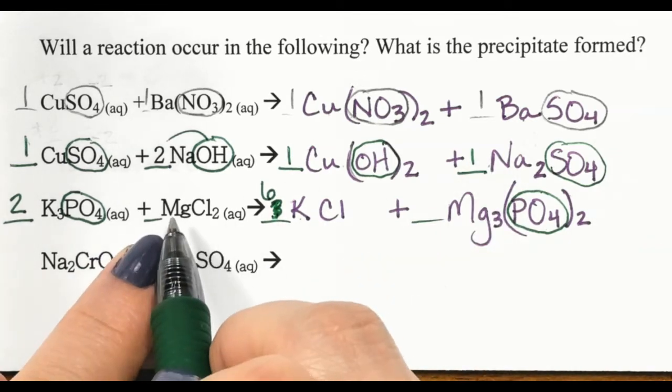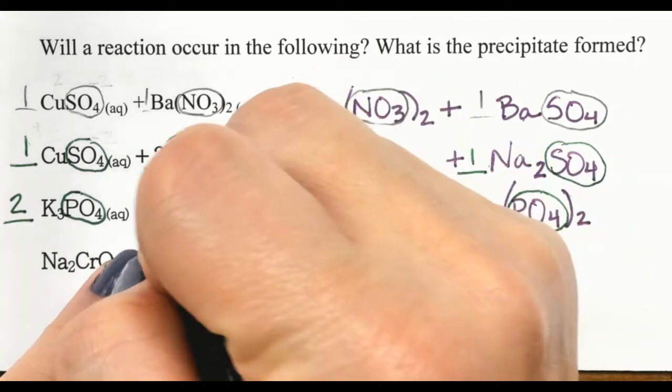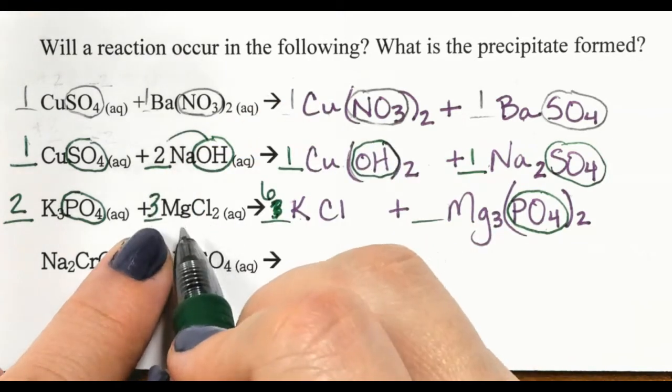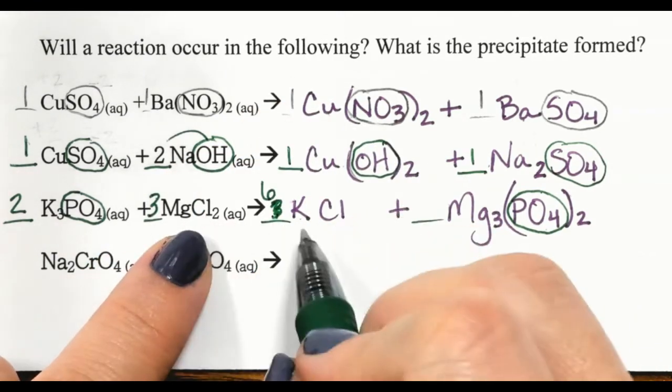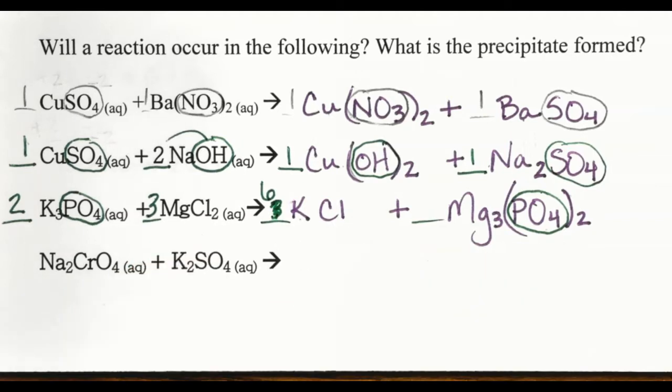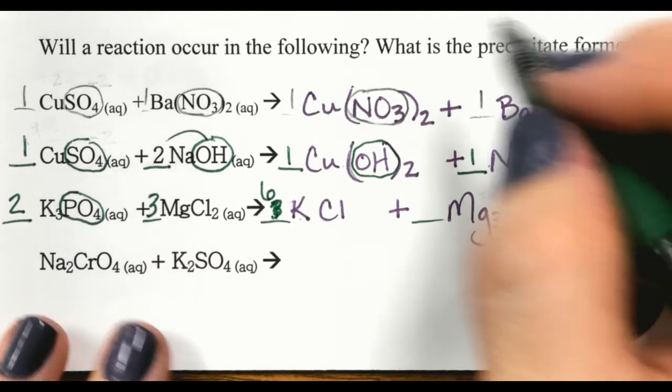Now magnesium, 1 magnesium, 3 magnesiums. I'm going to put a 3 here. And then finally, 3 times 2 is 6 chlorine, and lucky us, 6 chlorine, that is already balanced, so this is 2, 3, 6, and 1.